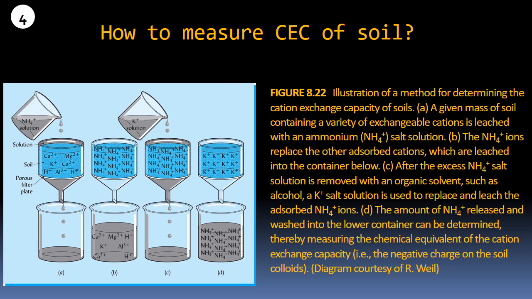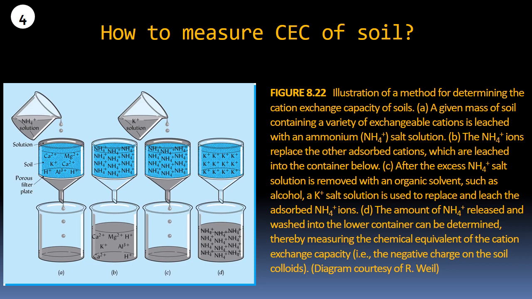The next step is that we need to remove the excess ammonium, which is the ammonium that exists in the soil solution. And we can use, for example, alcohol, any solvent like alcohol, to remove it. After removing it, we only have ammonium adsorbed to the soil. And since we know that ammonium is +1, if we count the number of ammonium that exist in the soil, we know that each one of them is attached to a -1 in the soil. So by knowing the number of ammonium that are adsorbed in the soil, we can know the number of charges.